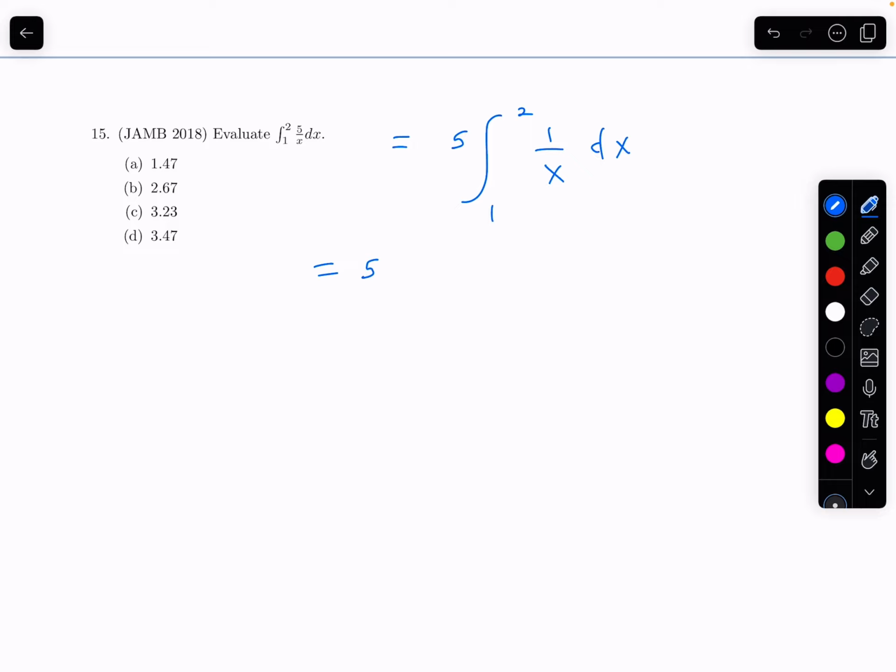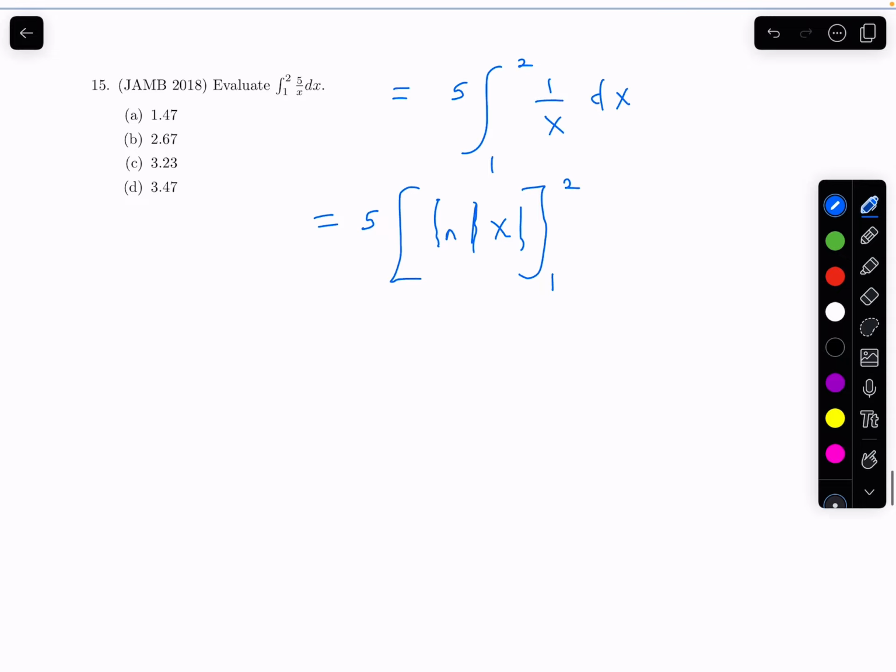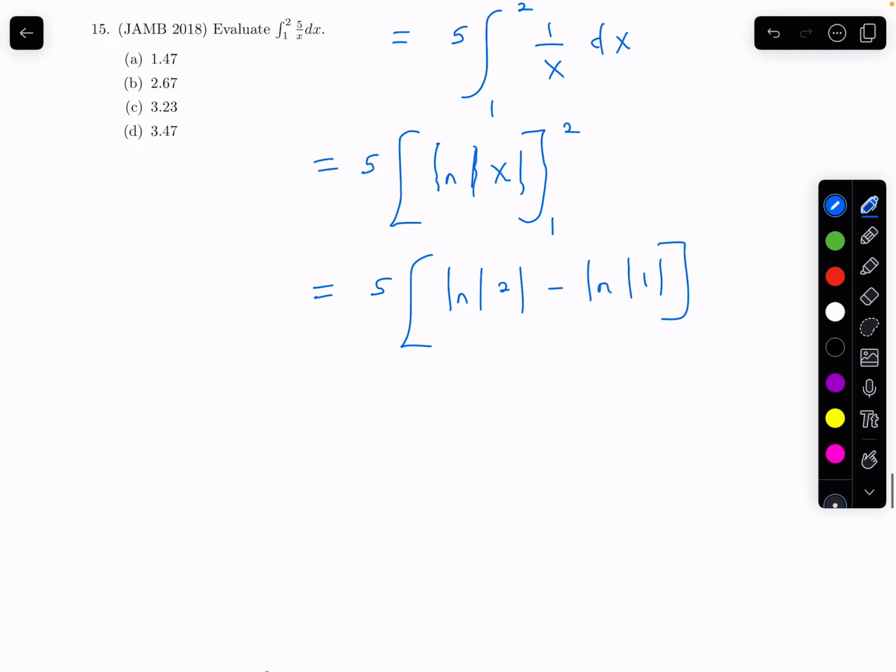So this is going to be 5 ln absolute value of x, right? But recall that my limits are going to be 1 to 2. So this is just going to be 5 times ln absolute value of 2 minus ln absolute value of 1, right? Now the natural log of 1 is 0, so this part here is 0.